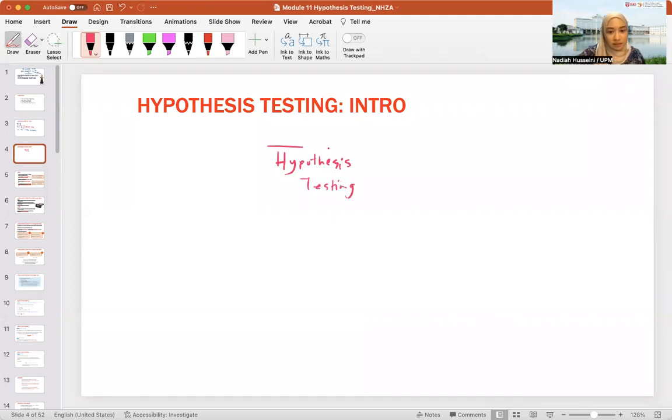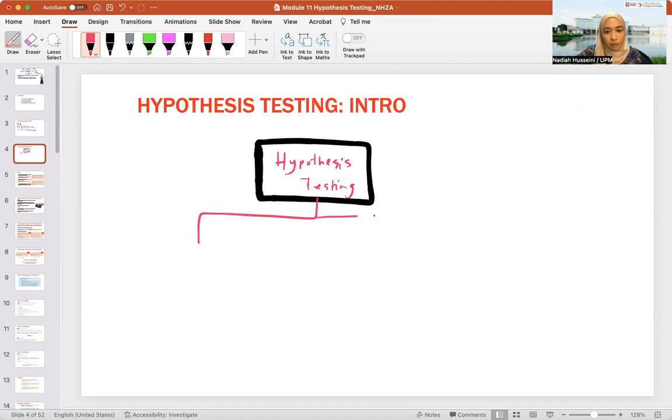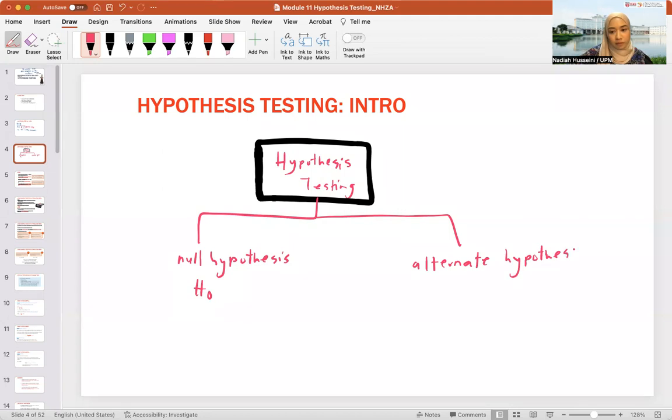Okay, so hypothesis testing. I'm going to try to break it down here. Hypothesis testing deals with two types of hypothesis. Just now I gave you only one, right? So let's see how we can fit that into this. One is called the null hypothesis, and we denote this as H0. And the other one is called the alternate hypothesis, and we label this as H1.